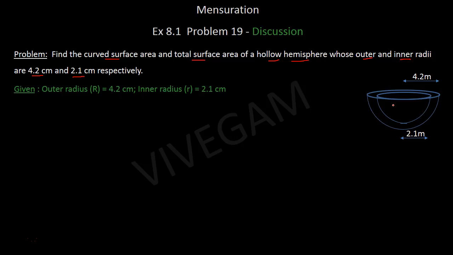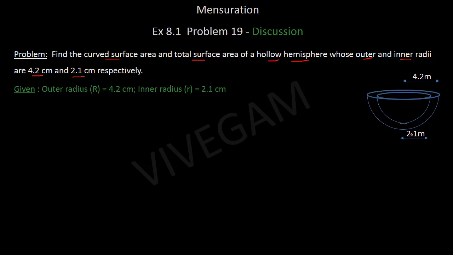So when they ask us to calculate the curved surface area, it is this area plus the inner hemisphere area, and the outer hemisphere. It's a hollow hemisphere, which means the inside is open, it's like a ball. So outer hemisphere and then inner hemisphere, outer radius and inner radius. Up to this point is the inner radius, and up to this point is the outer radius. That's what we have marked here.